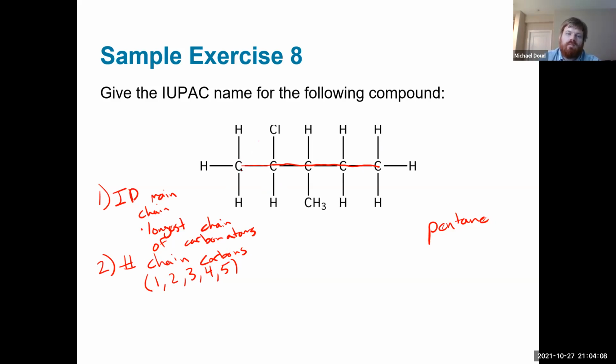Now in this case, we've got 2 different ways that we can number it. We can number it left to right, that's 1, 2, 3, 4, 5. Or we could number it right to left, that's 1, 2, 3, 4, 5. Now the way that we can choose between these 2 is that we want to have the substituents at the lowest possible number.